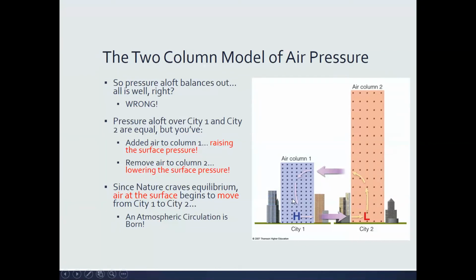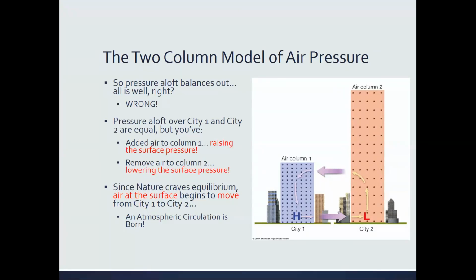Now, when I say never-ending, what I mean is if all the conditions were to remain the same, if we were to change nothing else, this process would continue to happen. Air would move aloft from column 2 to column 1 to balance out pressures aloft. However, that imbalances pressures at the surface, so air would then move from column 1 back to column 2.